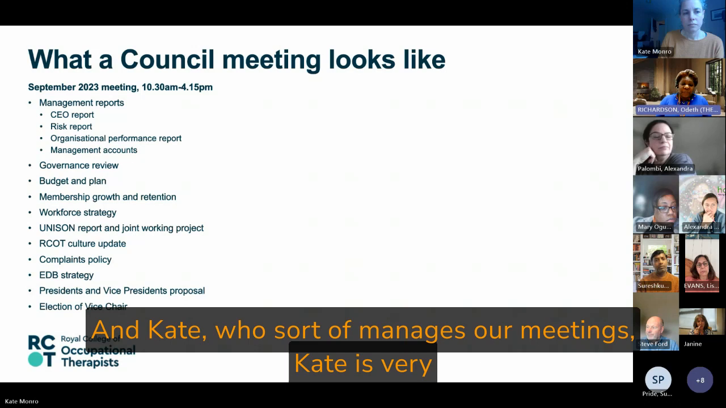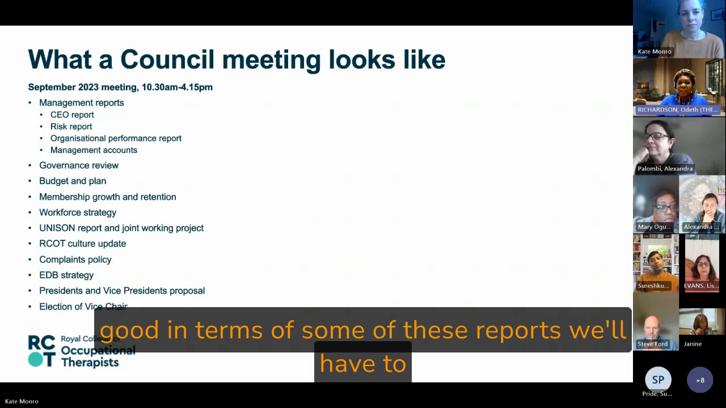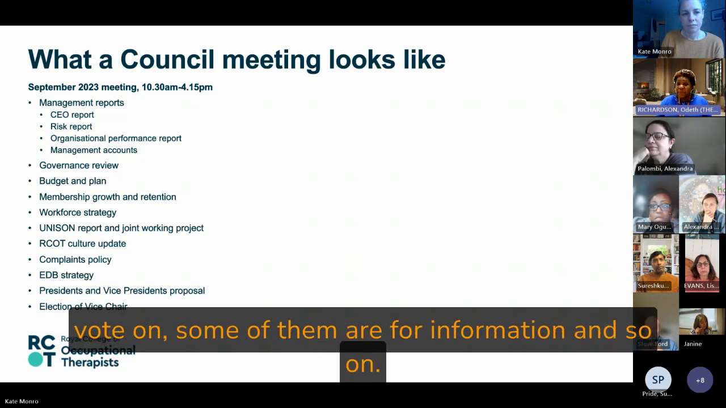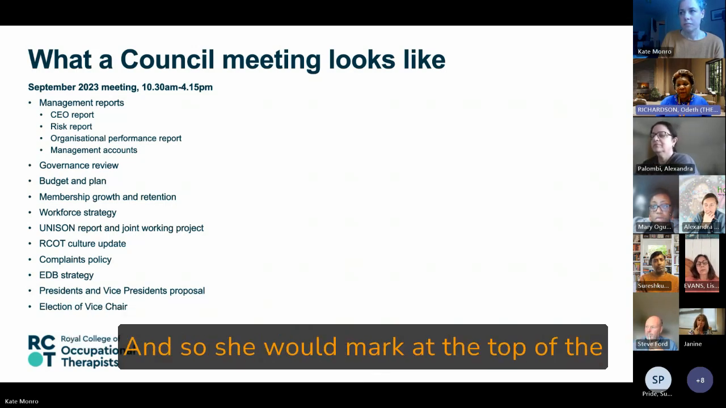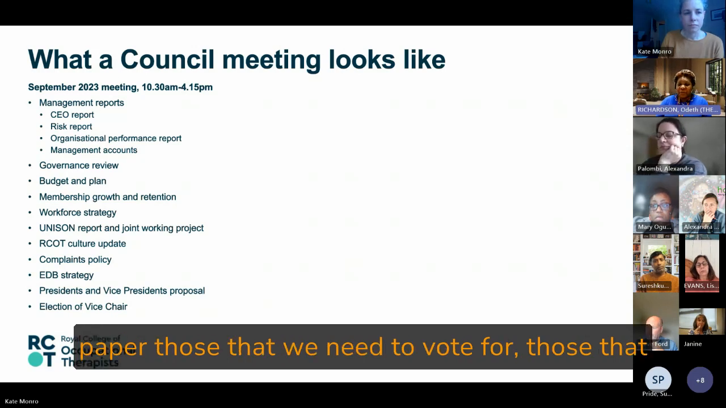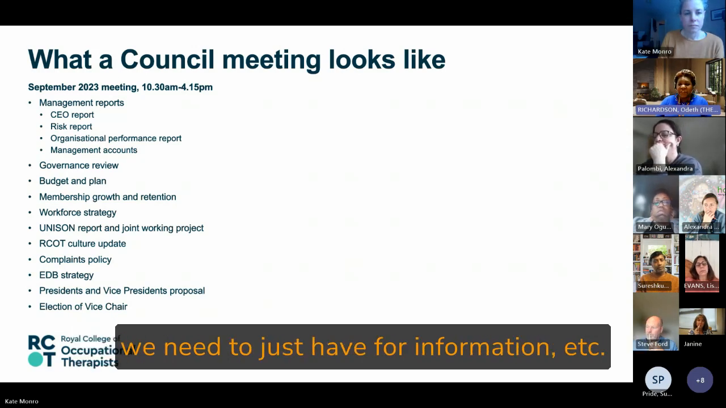And Kate, who manages our meetings, is very good in terms of some of these reports we'll have to vote on. Some of them are for information and so on. And so she would mark at the top of the paper those that we need to vote for, those that we need to just have for information, etc.